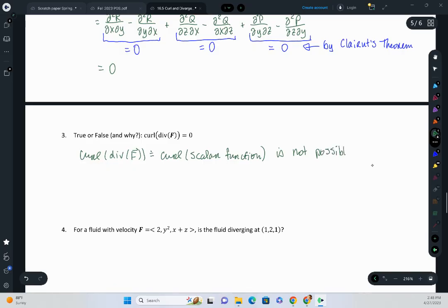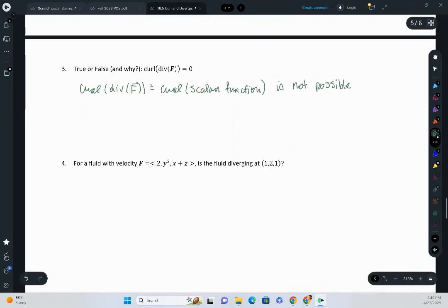You cannot take the curl or a cross product when one of the vectors is just a scalar function. You need two vectors. So then number 4, for a fluid with velocity, big F equals the vector with components 2y squared and x plus z, is the fluid diverging at the point 1, 2, 1? Well, in order to answer that, we have to know what the divergence function is.